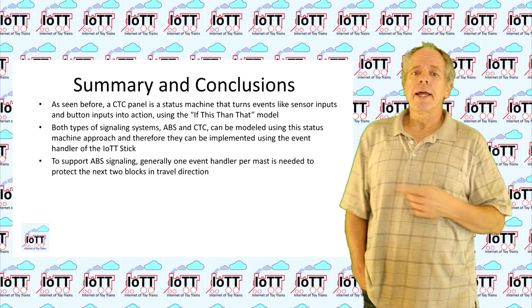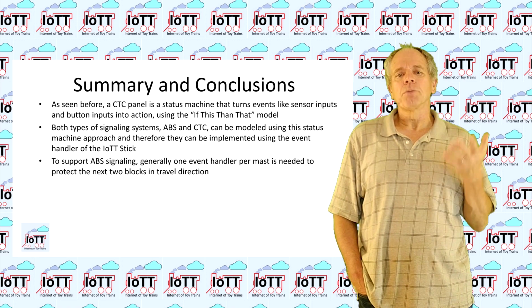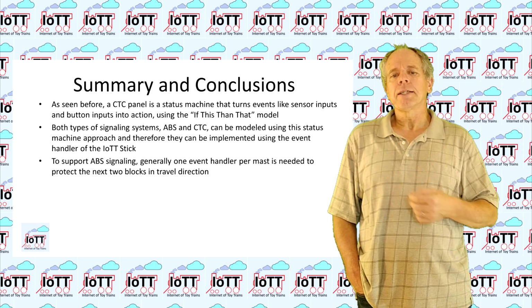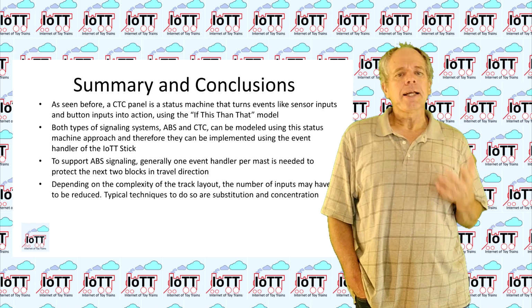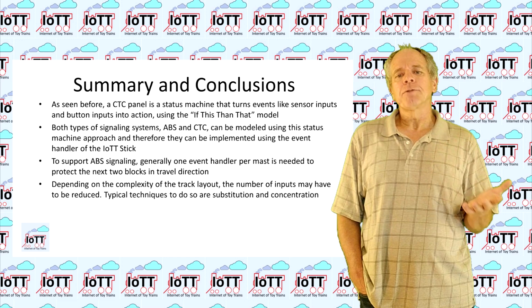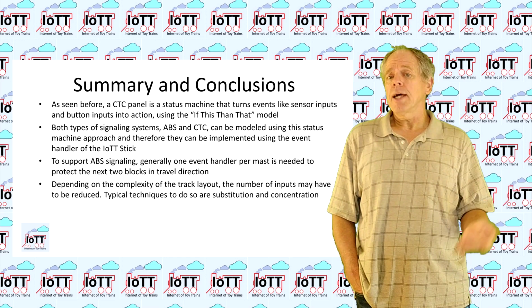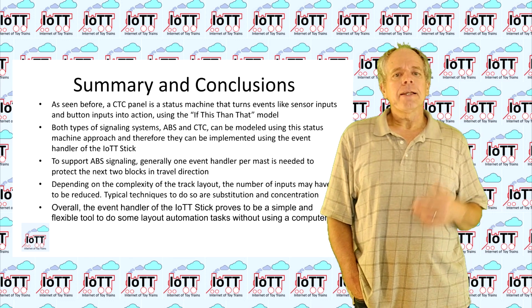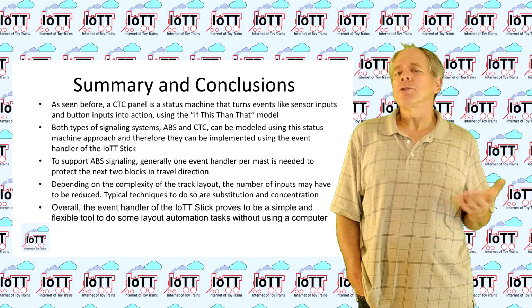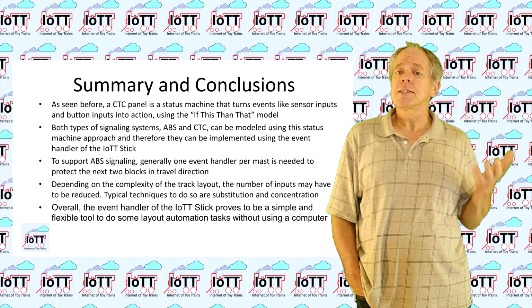To support ABS signaling, generally one event handler per mast is needed to protect the next two blocks in travel direction. Depending on the complexity of the track layout, the number of inputs may have to be reduced. Typical techniques to do so are substitution and concentration. Overall, the event handler of the IoTT stick proves to be a simple and flexible tool to do some layout automation tasks without having to use a computer.